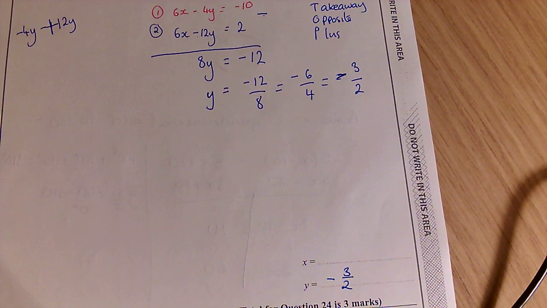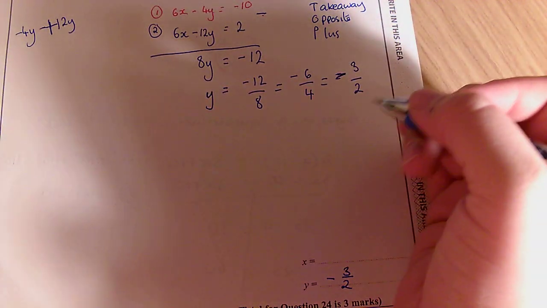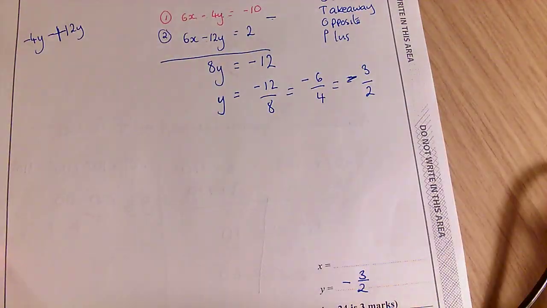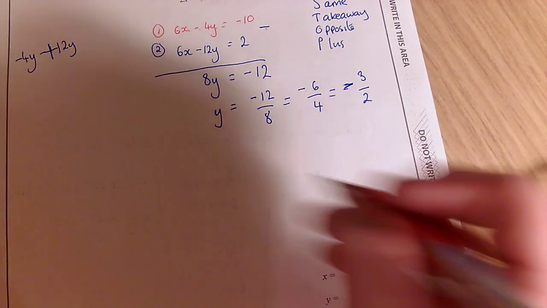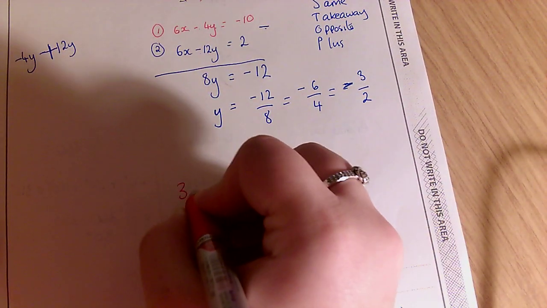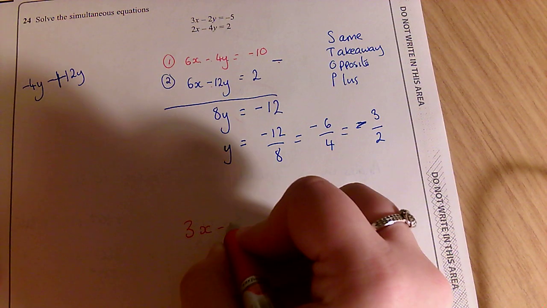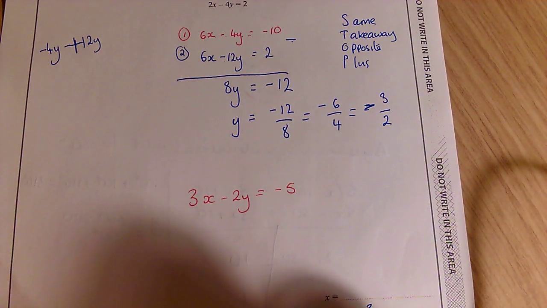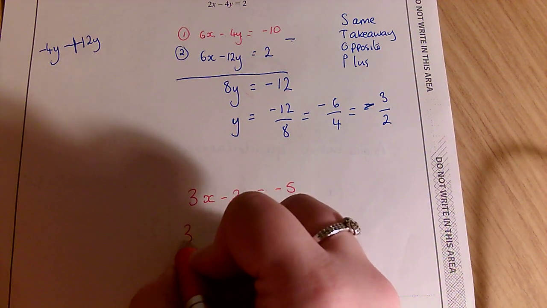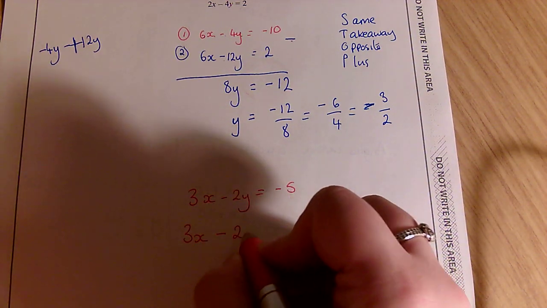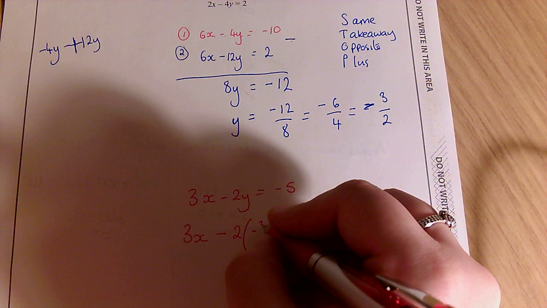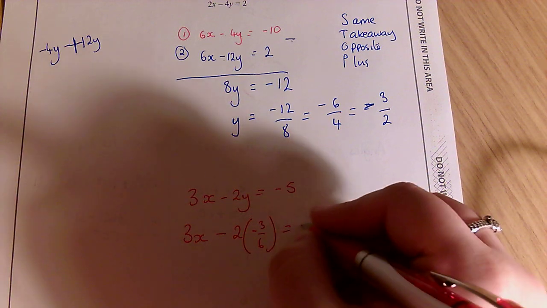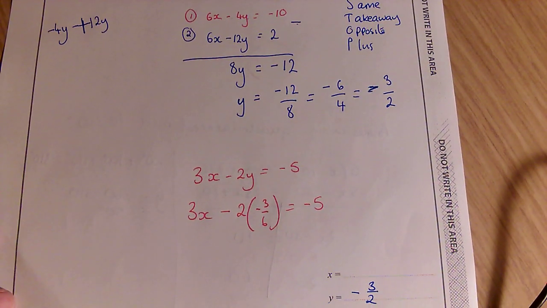Now, I need to substitute that back into any one of the equations. So I'm going to go for the top one. So I've got 3x take away 2y equals negative 5. But I now know that y is negative 3 over 2. So 3x take away 2 lots of negative 3 over 2 equals negative 5.